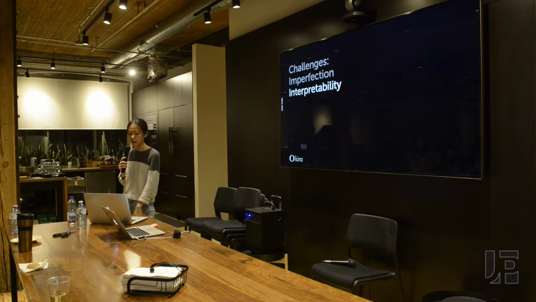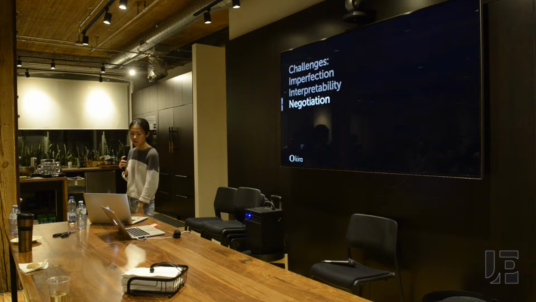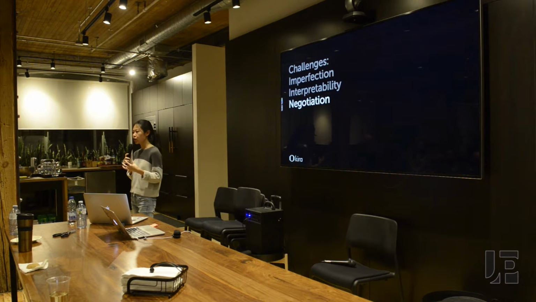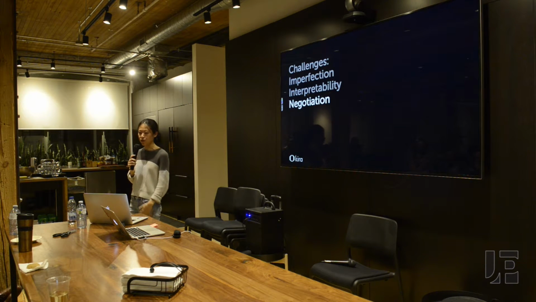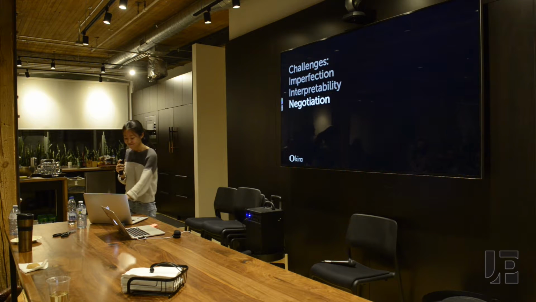So especially think about when there are imperfections, how do you make things interpretable? How do you make things predictable in a way? And also, how much negotiation is enough? You don't probably want people to do a lot of manual work to actually correct you. So finding that balance. So I'm tossing these challenges to you to think about. I don't have an answer.